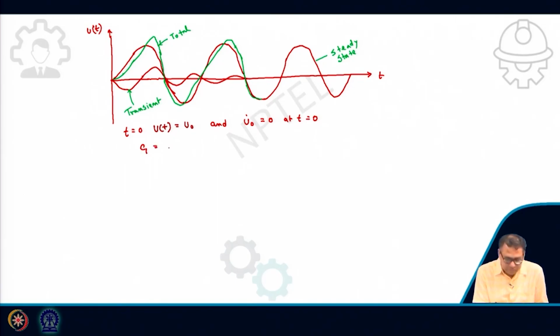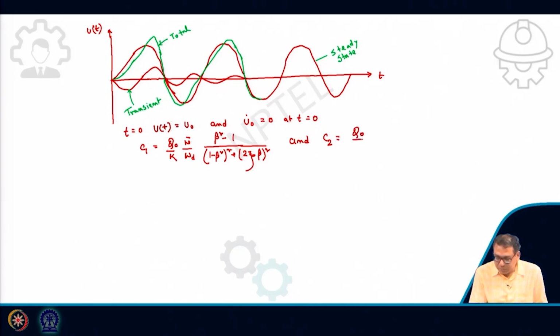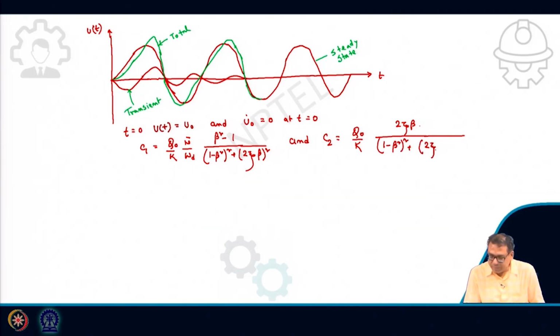Then what will be the C1 value? C1 will be Q0 by K omega bar into omega d, beta square minus 1, minus beta square whole square plus 2 damping ratio beta square, and my C2 will be equal to Q0 by K, then that is 2 damping ratio into beta 1 minus beta square whole square, then plus 2 damping ratio beta into square.